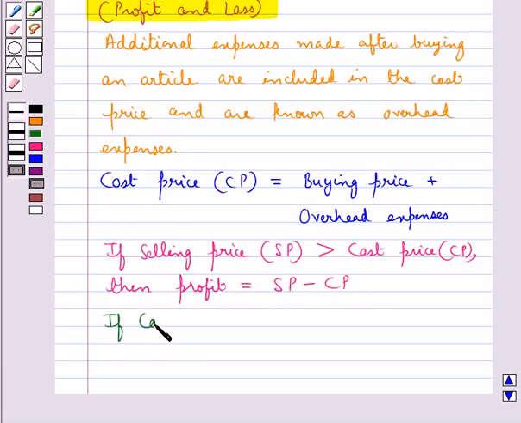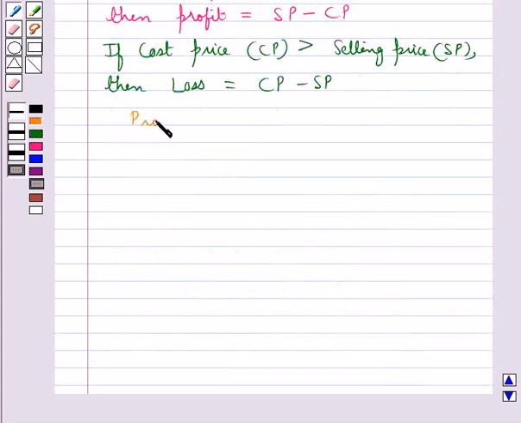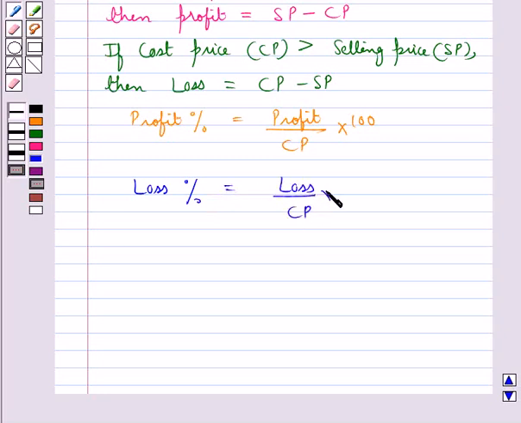And if the cost price, that is CP, is more than the selling price, that is SP, then there would be loss and this would be equal to CP minus SP. Then we also have profit percent is equal to profit upon the cost price CP into 100, and then loss percent is equal to loss upon CP into 100.